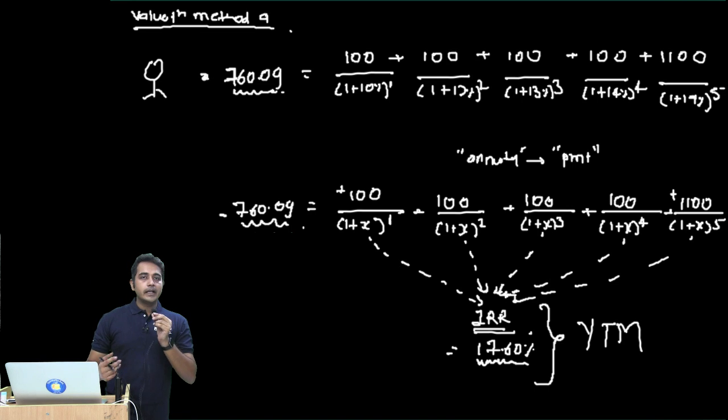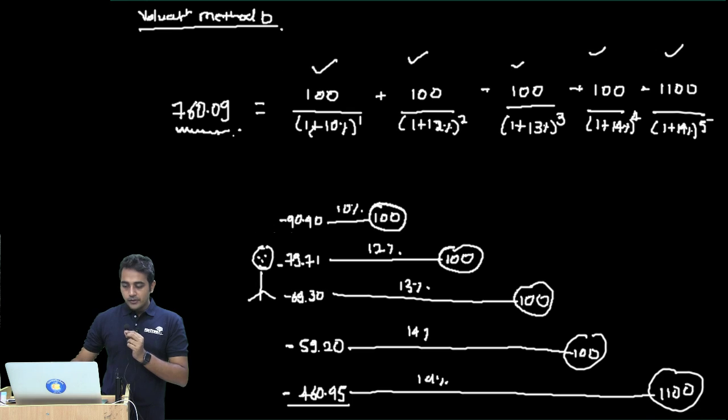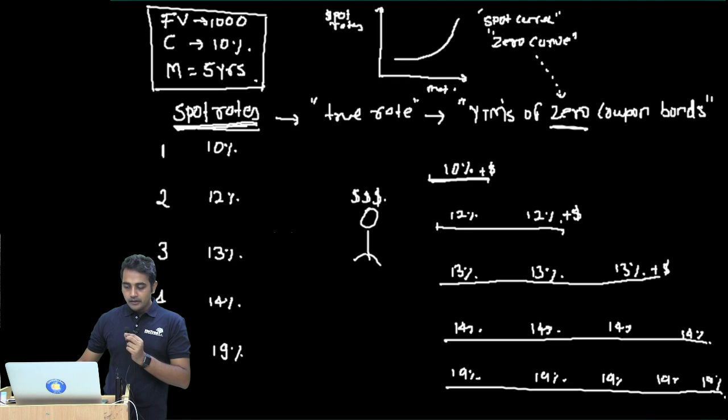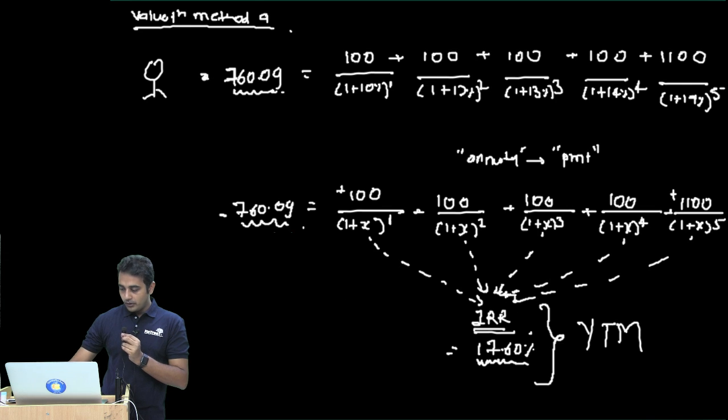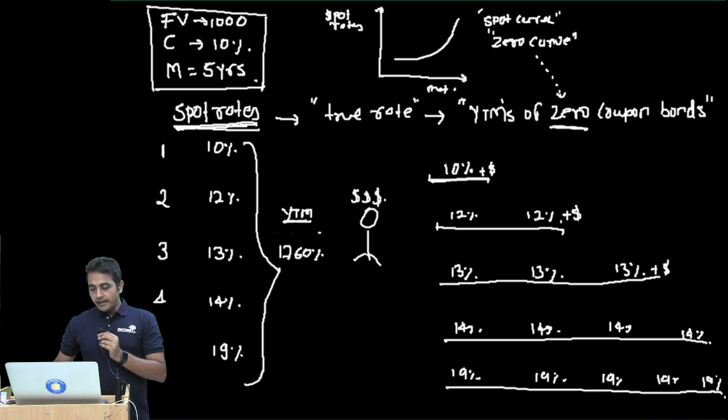So then what is YTM? It is a single point mathematical approximation of multiple spot rates. So instead of telling the investor that you're going to earn 10, 12, 13, 14 or 19, you just tell him that on an average on all the cash flows, you're going to earn 17.60%.